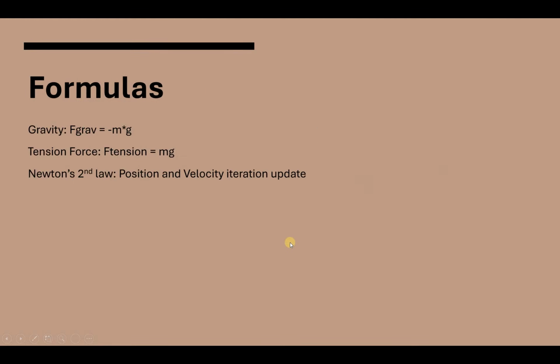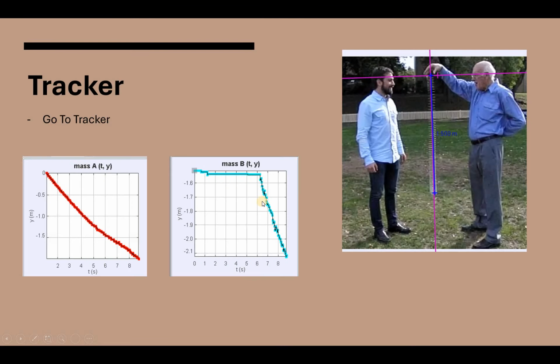in the video. So the formulas that I'm going to be using are just the force of gravity and then the tension force. Then I'm going to use Newton's second law, so position and velocity, to update each iteration of it. So this is my tracker.